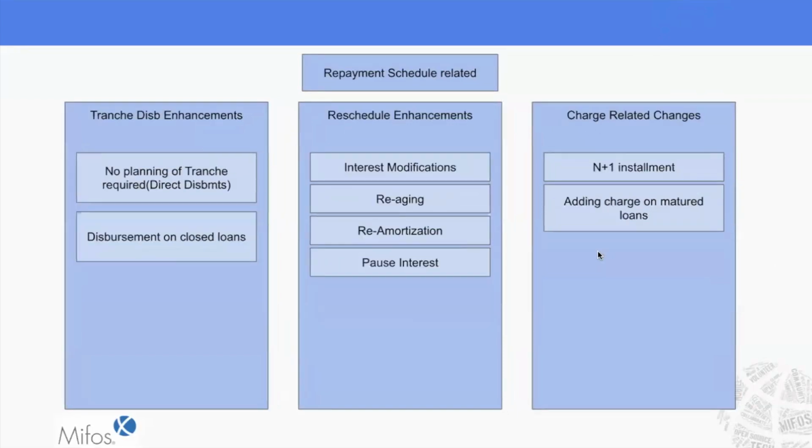Okay, so the next set of repayment schedule related changes were the tranche disbursement enhancements. Fineract was offering tranche disbursement, but it was planned. So the user had to plan the future disbursement and add it, which was more like housing finance loans. But when it comes to buy now pay later, disbursement can happen without a plan, right? So we had to make enhancements to support that.